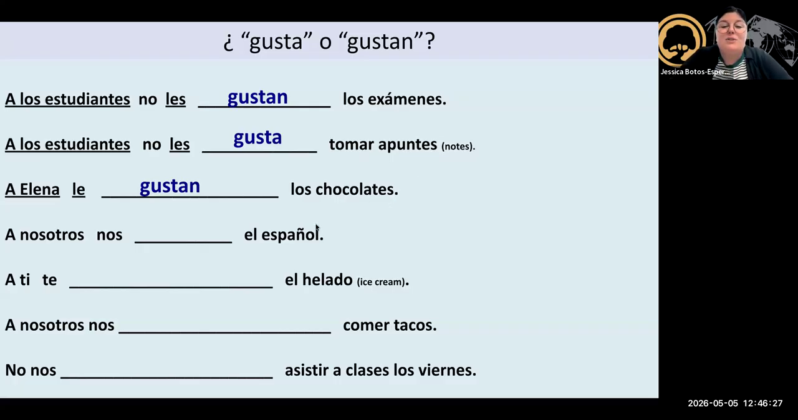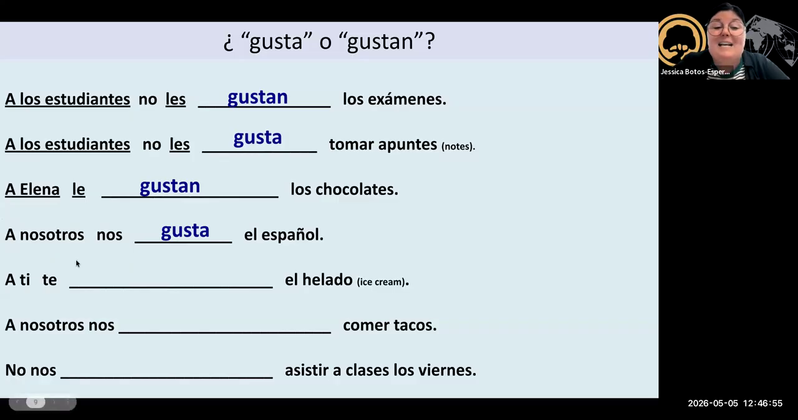Next up, a nosotros nos gusta el español. We like Spanish. El español is singular, so we're going to use gusta. Again, we can leave off the a nosotros if we want to, because we know that nos is referring to nosotros. So that first part, the a plus person, is optional.